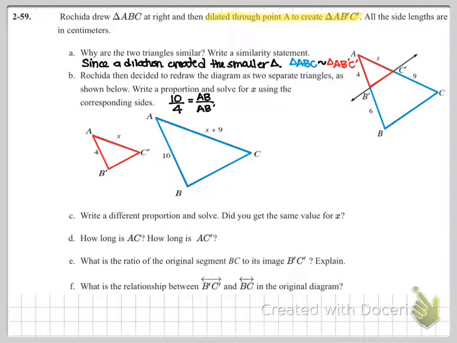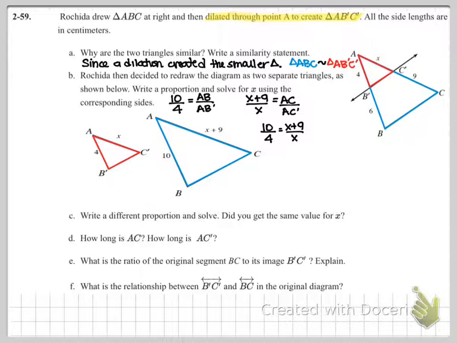So AB was the first one I did, so let's do AC. Let's stick with the larger triangle. AC is going to be x plus 9. And then we're going to do A to C prime. Well, A to C prime was x. We know that these are similar because of the dilation, which means these two ratios had better be the same. So let's set these equal to each other. So 10 over 4 is equal to x plus 9 over x.